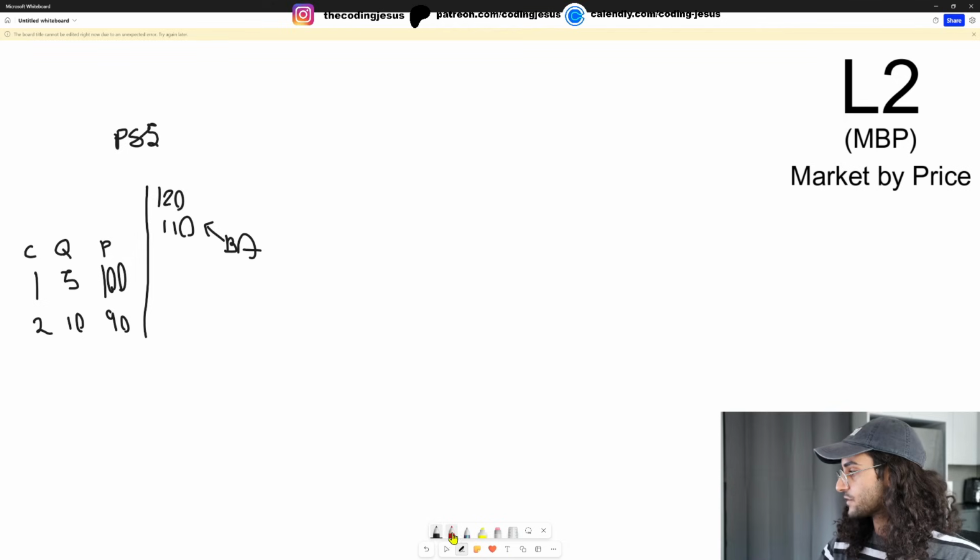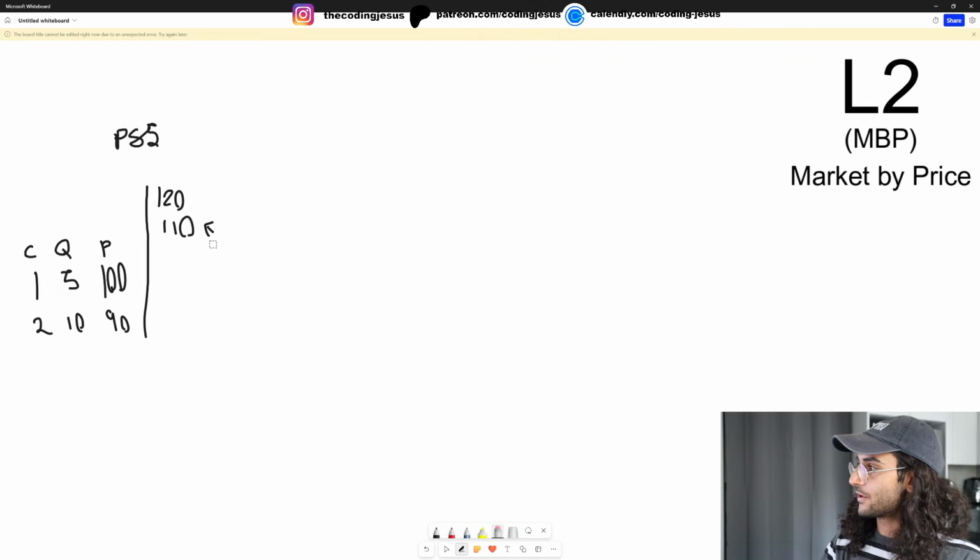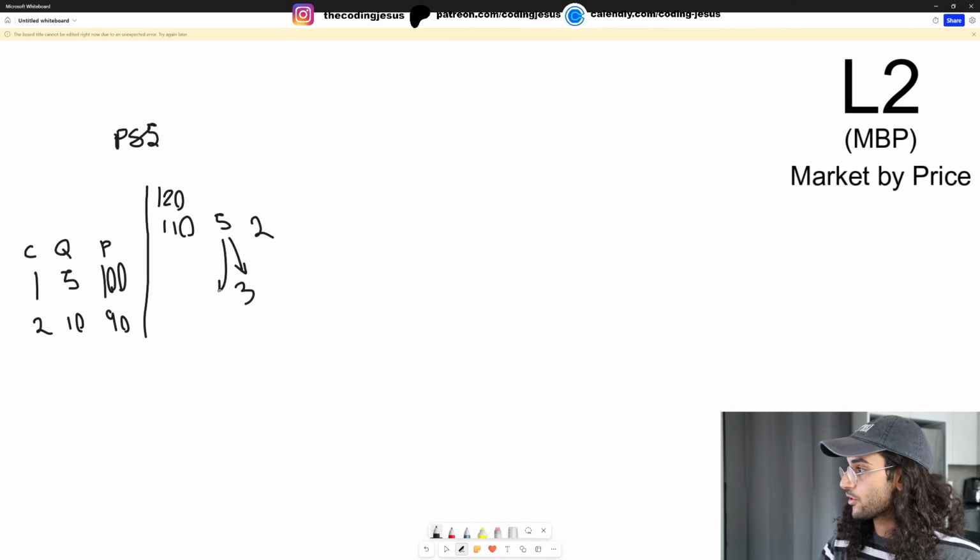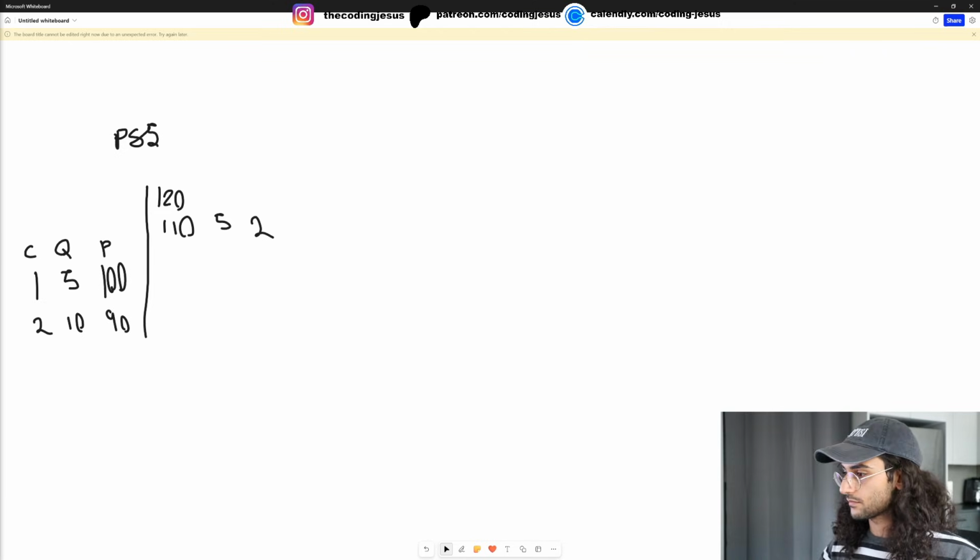The same thing applies for the ask side. On the asks, we can see here that the best ask is 110. That's the lowest somebody's willing to sell their PS5 for. There are 5 PS5s being sold at this price, and 2 people are offering. Now that might mean that this 5 is made up of somebody willing to sell 3 and another person willing to sell 2, because there are 2 people on this level.